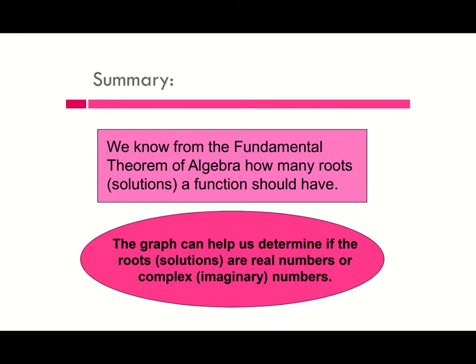So our summary here is, we know from the fundamental theorem of algebra how many roots or solutions or zeros a function should have. The graph can help us determine if the roots or solutions are real numbers or complex imaginary numbers. So now we're going to go ahead and look at some examples using this fundamental theorem of algebra and the complex conjugate theorem.